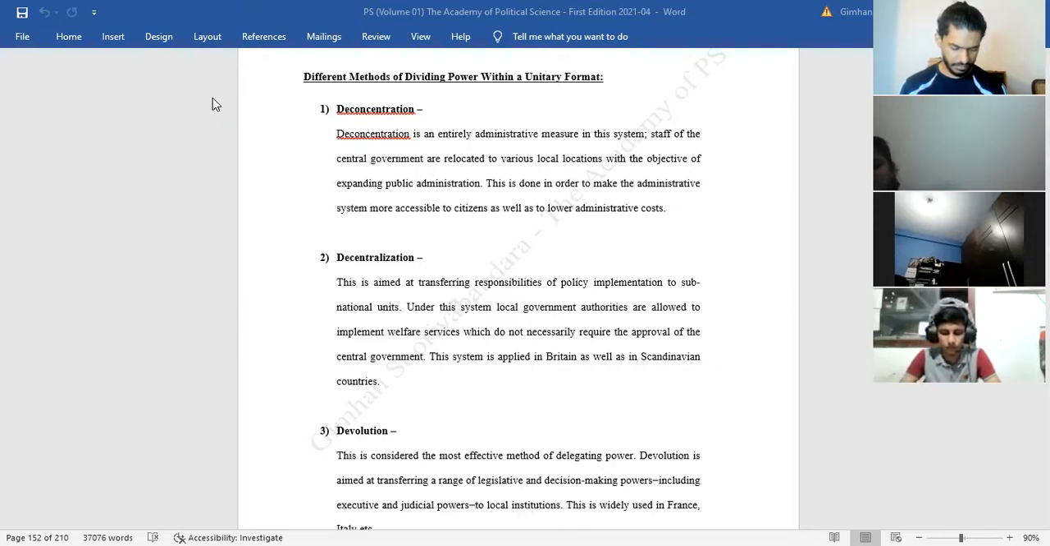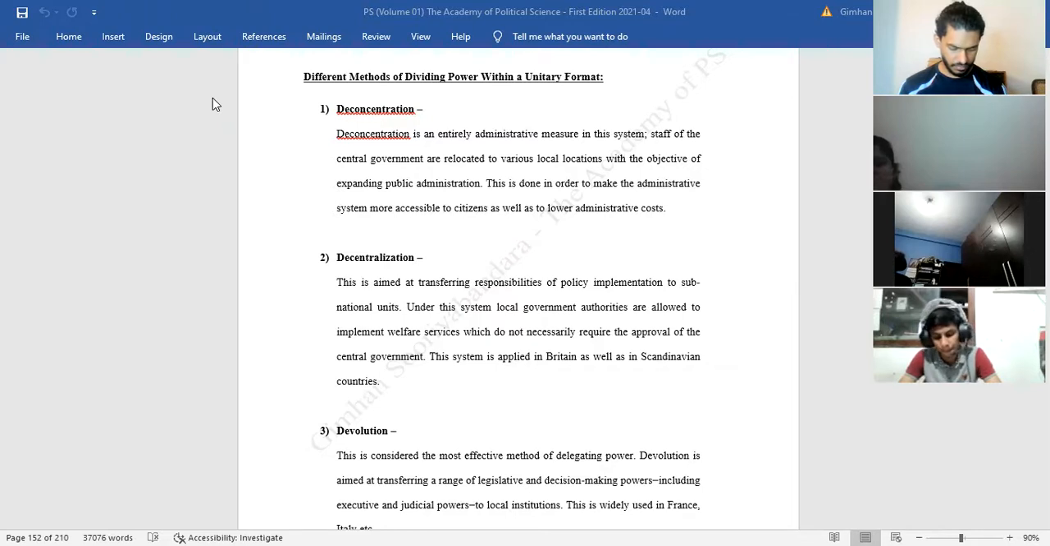Different methods of dividing power within a unitary format. Deconcentration. Deconcentration is an entirely administrative measure in this system. Staff of the central government are relocated to various local locations with the objective of expanding public administration. This is done in order to make the administrative system more accessible to citizens as well as to lower administrative costs.